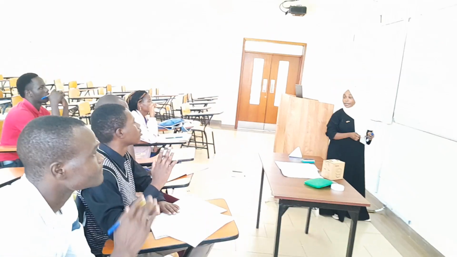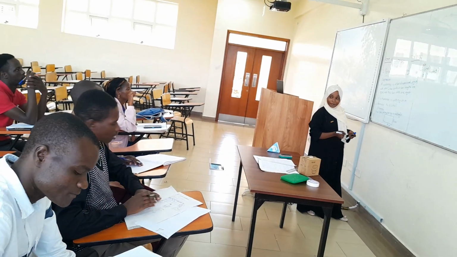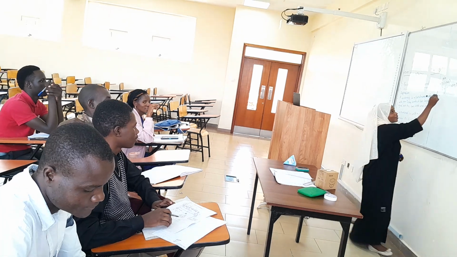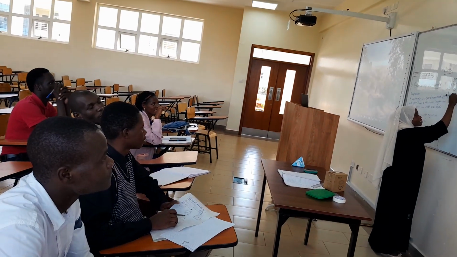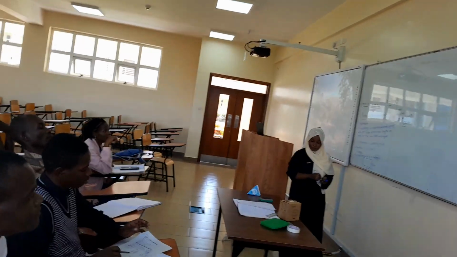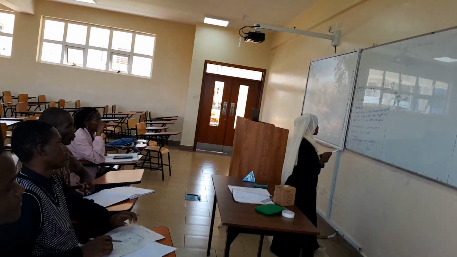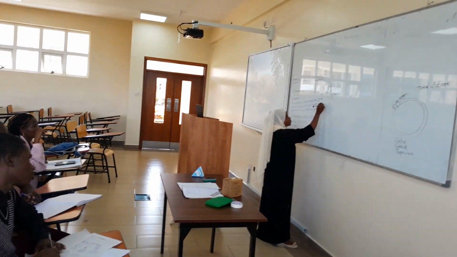What is the answer? Yes, Karanja? 30 centimeters. The first one to raise your hand, okay? 30 centimeters. You see, these things are not difficult, they're very easy, yes? Okay, so let's take a look at our last topic, which is the perimeter.